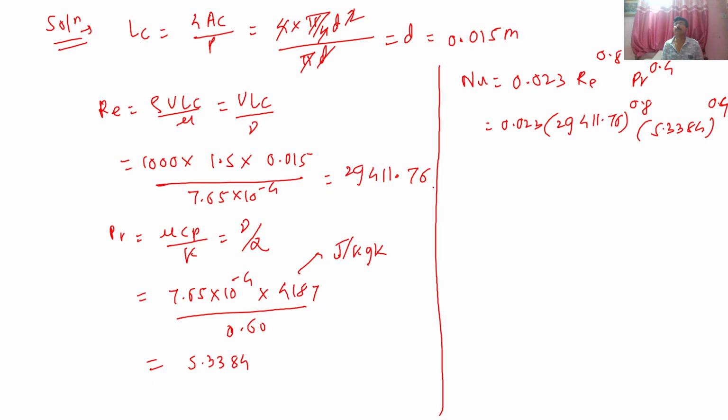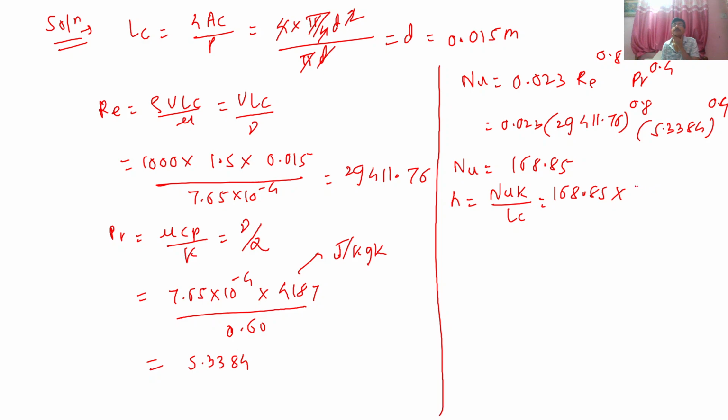If I calculate it, Nusselt number turns out to be 168.85. Okay, it is a dimensionless number, so no unit. Now from Nusselt number, how to get h? It is Nu K by LC. So what is Nu? 168.85. What is K?